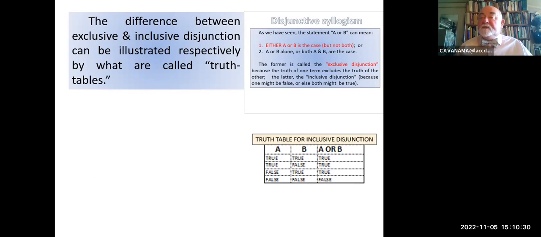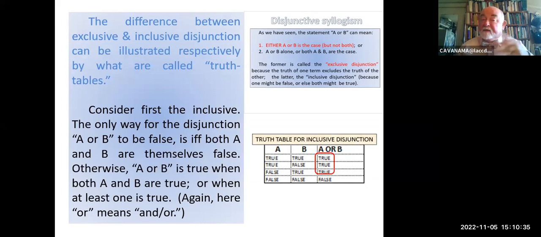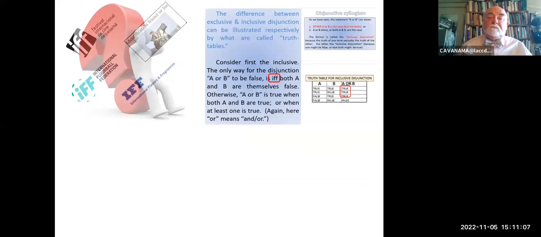The difference between exclusive and inclusive disjunction can be illustrated respectively by what are called truth tables. Now, we're not going to spend a lot of time on truth tables in this course. I'll just mention it now for reference. Consider first the inclusive. The only way for the disjunction A or B to be false is if and only if, or IFF, both A and B are themselves false. Otherwise, A or B inclusively is true when both A and B are true, or when at least one is true, either A or B. So unless both A and B are false, then A or B would have to be true.